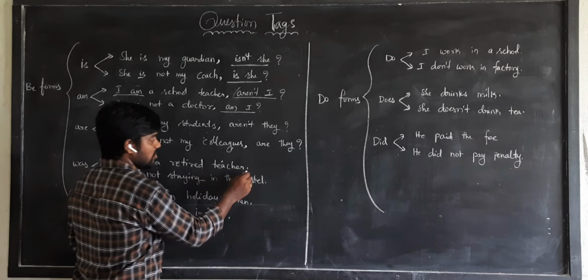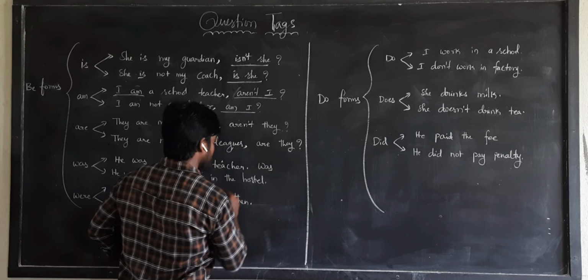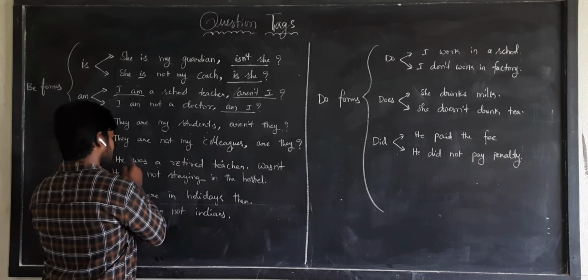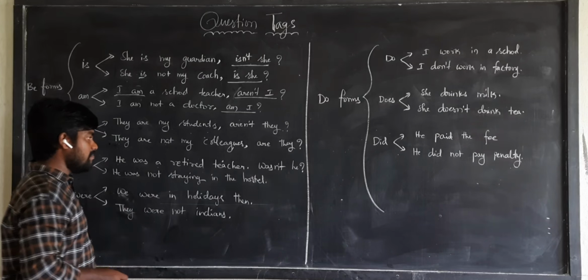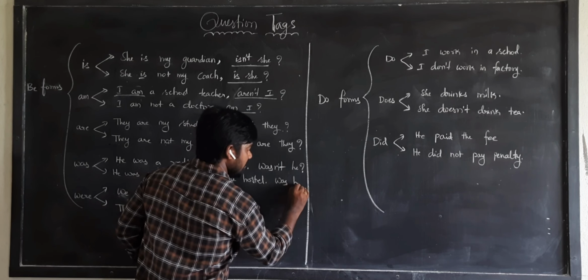See, he was a retired teacher. How do you write? Was. Since it is a positive statement, a negative question tag. Wasn't he? And negative statements. Was he?